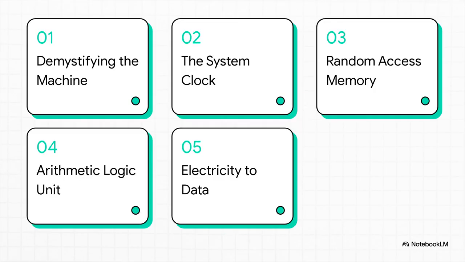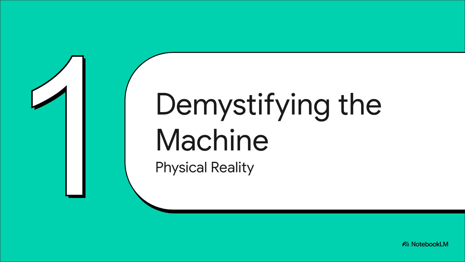Okay, here is our roadmap for today as we perform an anatomical breakdown of an 8-bit computer system. First, demystifying the physical machine. Second, the system clock. Third, random access memory. Fourth, the arithmetic logic unit. And finally, electricity becomes digital data. Let's get into it. Section 1.